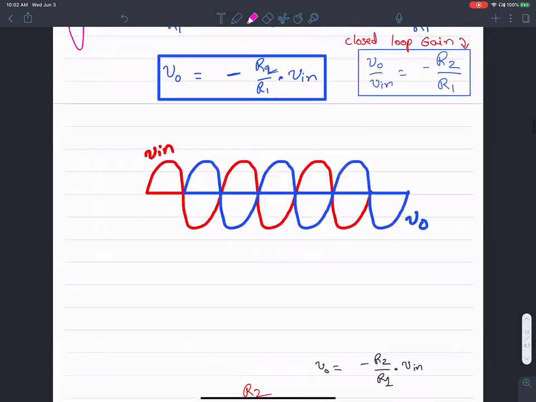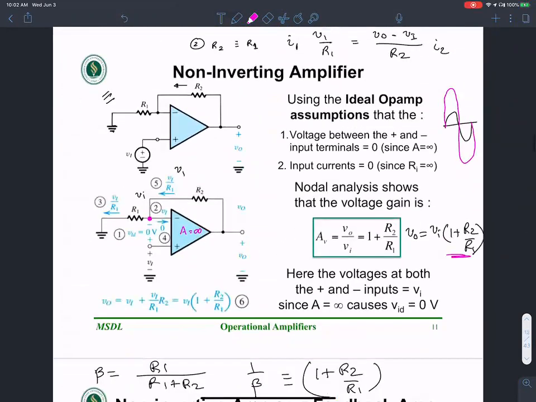Then we went into the idea of non-inverting amplifier, where the input is applied on the positive terminal, okay, and the resulting gain is R2 over R1 plus 1. Notice that there is no negative sign here. The gain is positive. So meaning if the input is like so, the output is an enlarged, amplified version that is in phase with the input.